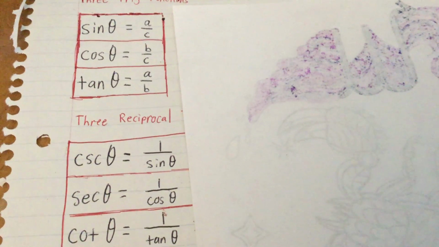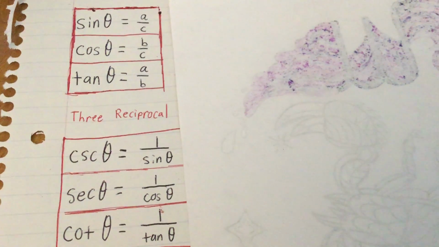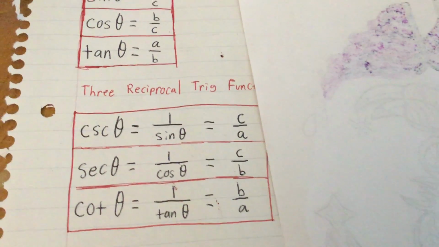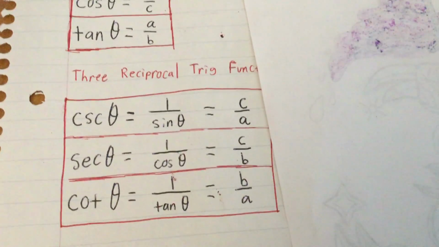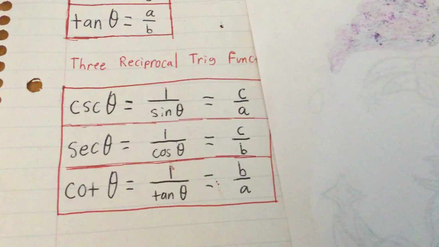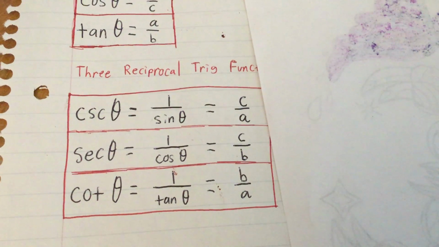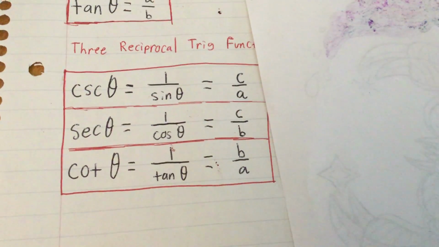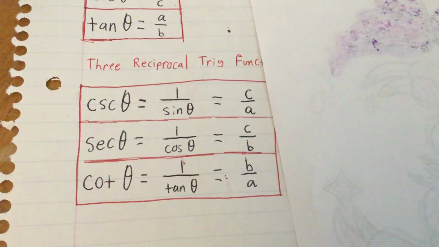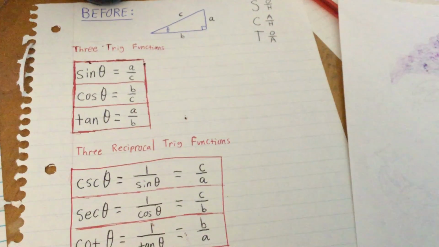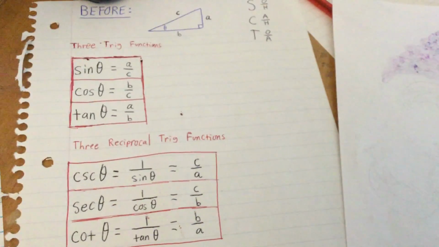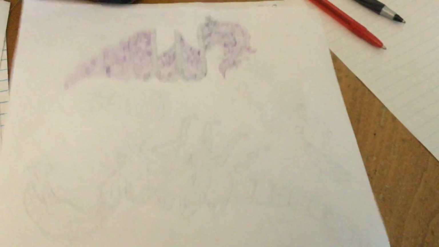So if we know that sine is A over C, then the cosecant has to be C over A. If we know that the cosine is B over C, then the secant ratio must be C over B. If the tangent of angle theta is A over B, then the cotangent, the reciprocal of tangent, should be B over A. Just to review, we need to know what these mean. Okay, let me just make sure, no spoilers.